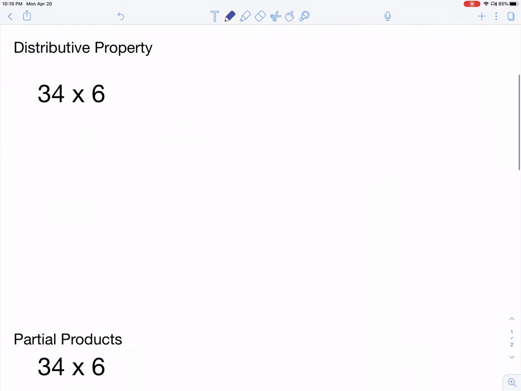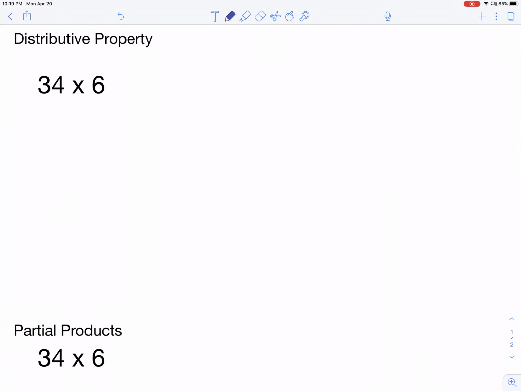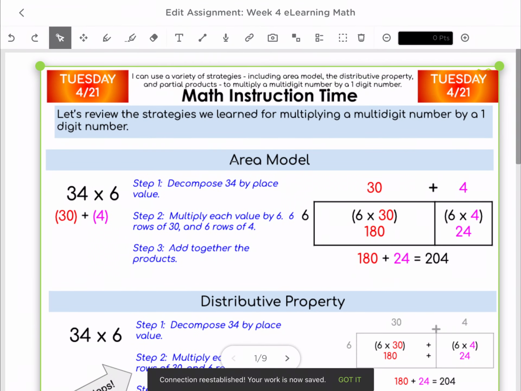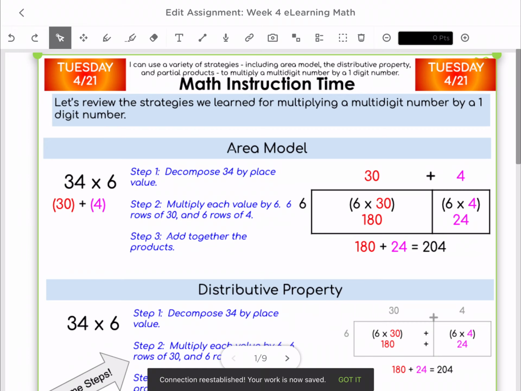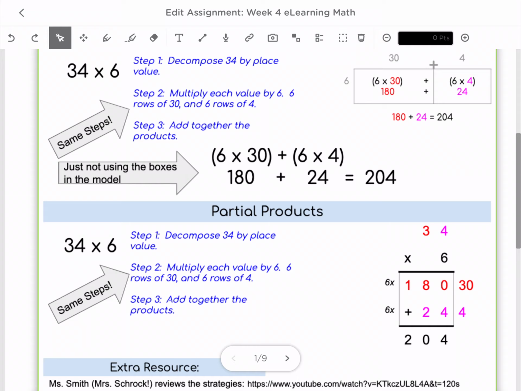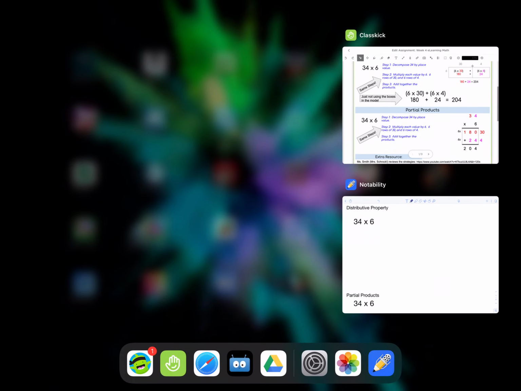Let's do the same multiplication problem, 34 times 6, but use the distributive property. Really, all these strategies are the same, they just look different. But 34 times 6. I want to show you what Classkick looks like. I'm doing the same thing on Classkick. So the distributive property is right here. So that's what you'll be seeing.